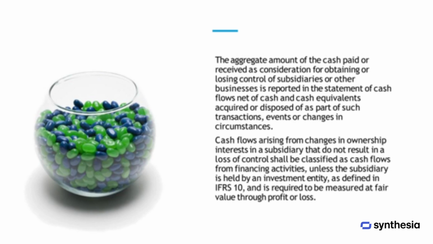The aggregate amount of the cash paid or received as consideration for obtaining or losing control of subsidiaries or other businesses is reported in the statement of cash flows net of cash and cash equivalents acquired or disposed of as part of such transactions, events, or changes in circumstances. Cash flows arising from changes in ownership interests in a subsidiary that do not result in a loss of control shall be classified as cash flows from financing activities unless the subsidiary is held by an investment entity, as defined in IFRS 10, and is required to be measured at fair value through profit or loss.